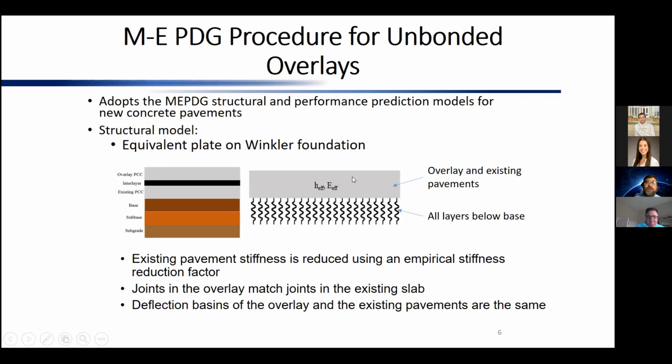First of all, it adopts the mechanistic empirical structural performance prediction models for new concrete pavements. When we were finishing the NCHRP 1-37A study, at that time we were running out of time, running out of money, and frankly speaking, running out of energy. And we had great plans for the unbonded overlay design procedure, but at that time I was leaving ARA for the University of Minnesota. So basically we were looking for kind of a placeholder that could be introduced with minimum effort, and that would kind of do the work.